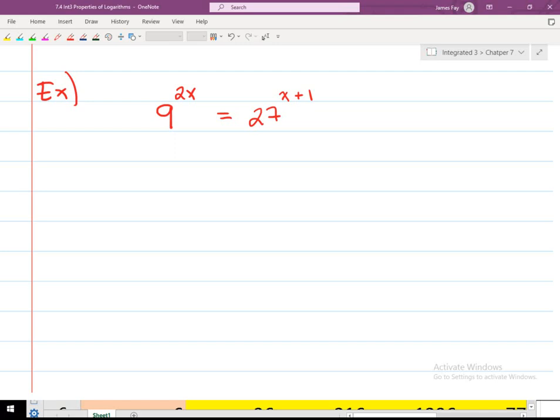What is a common base? So what would that number be? 3. Okay. I don't know the correct terminology there, but I can see that when I look at 9, I can rewrite 9 so that it has a base of 3, and that would be 3 squared, right? So 9 is 3 squared. How can I rewrite 27 so that it has a base of 3?